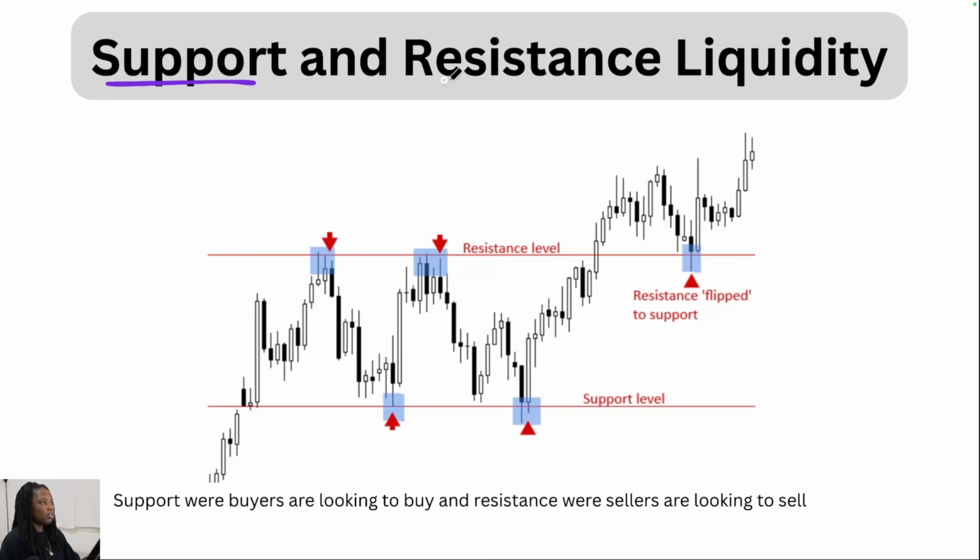So, support and resistance liquidity. This is the basic concept that we all thought, that support is where buyers are looking to buy and resistance is where sellers are looking to sell. Now that we know that, we do not want to be buying as we approach resistance because that's where sellers are looking to offload prices down back to support. And support is where you will find buyers pushing price higher, and that's how the cycle just repeats.